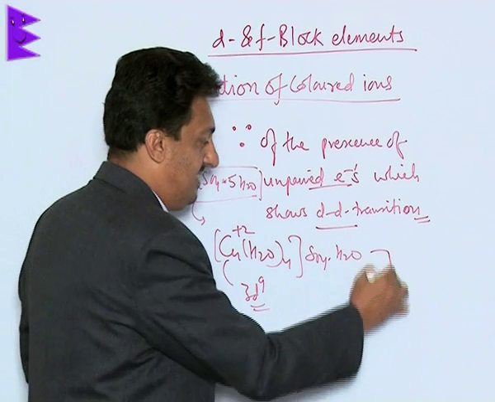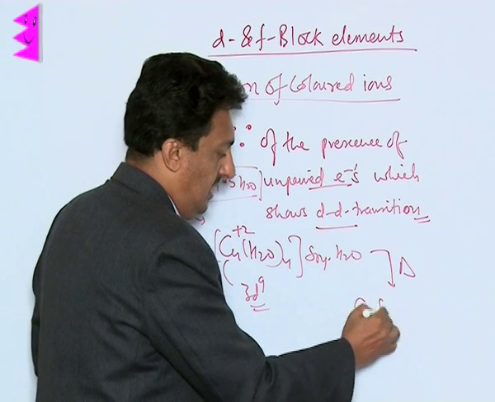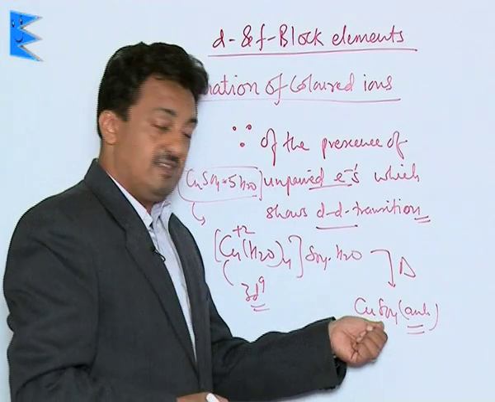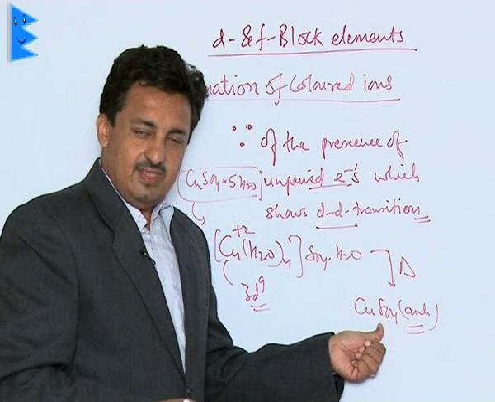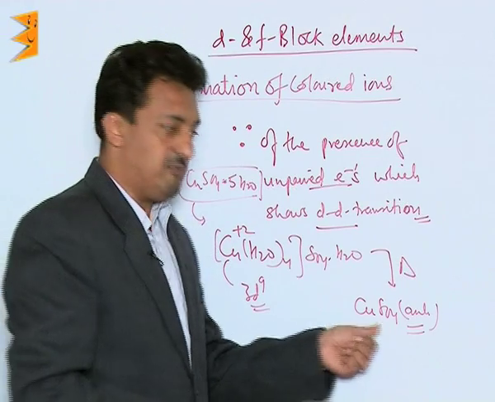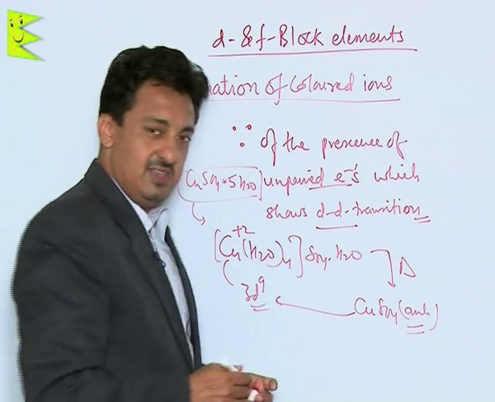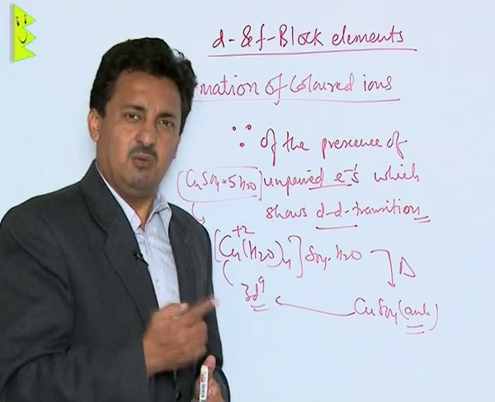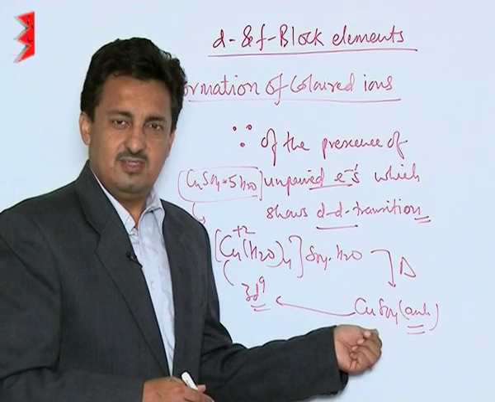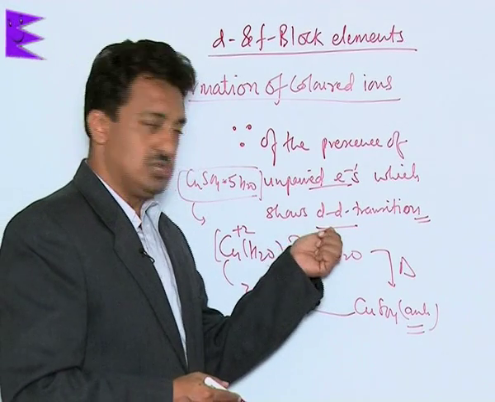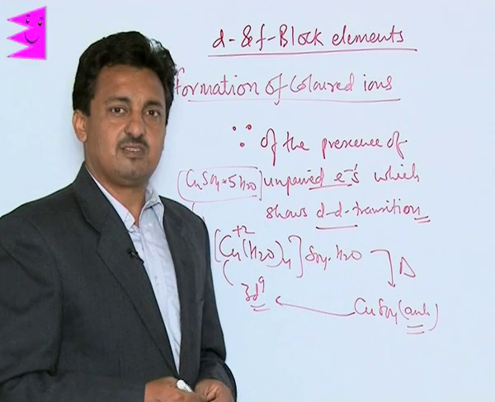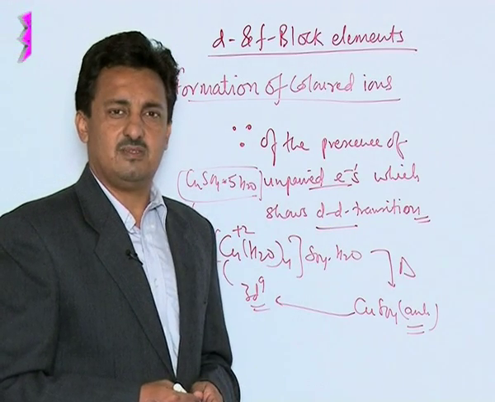Now when this is heated and we get anhydrous copper sulfate, since there is no water as a ligand, there will be no splitting of the d orbitals, so no d-d transition. So in spite of copper existing in the same 3d9 configuration, having the same one unpaired electron, it is white, without any color. Therefore, the d-d transition is a must for showing the color by these transition element ions.